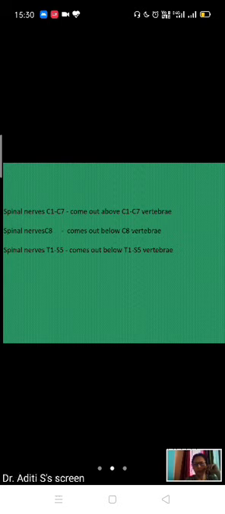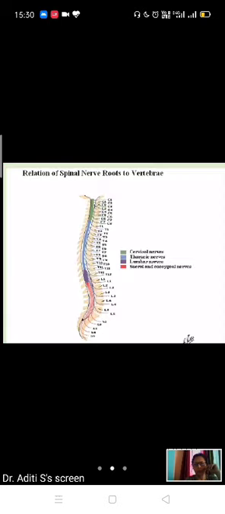Look at this. This is C1, the atlas. The C1 spinal nerve comes out above this, through the foramen between the atlas and the occipital bone. This blue one is a nerve; these represent the nerves, and these are the vertebrae. The C1 spinal nerve comes out above the C1 vertebra, through the foramen between these two.